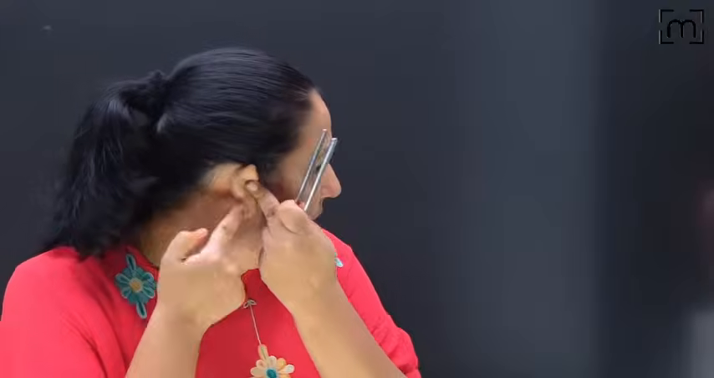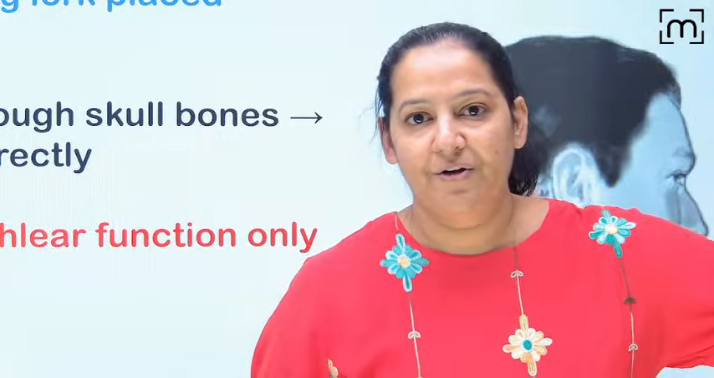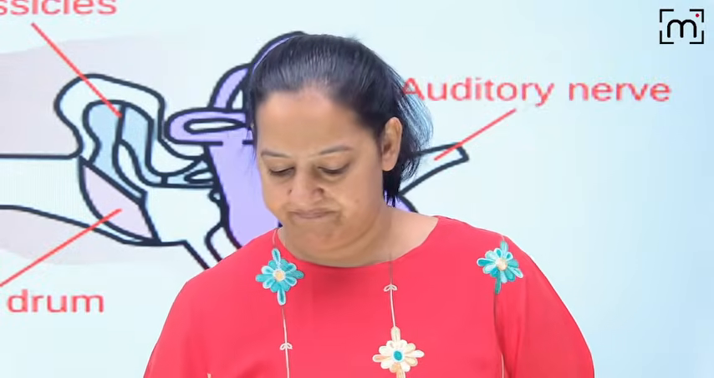Okay, so what is happening? What is this structure where I'm keeping the stem? It is the mastoid. What is behind the mastoid? It's directly the cochlea. So it is directly activating the cochlea without going through here. You are getting my point? What we have done? It's directly activating the cochlea. People, you got it?